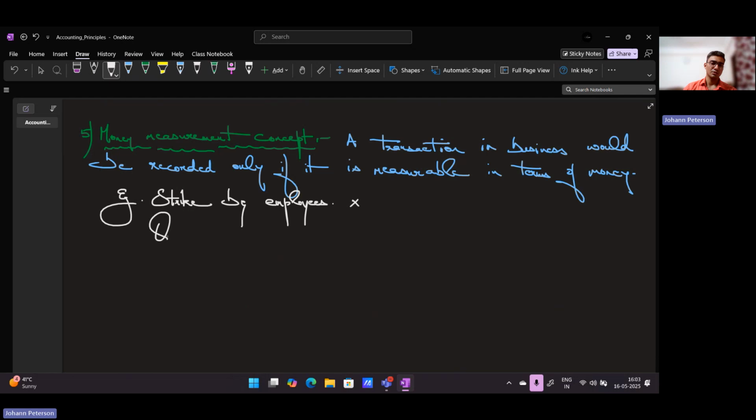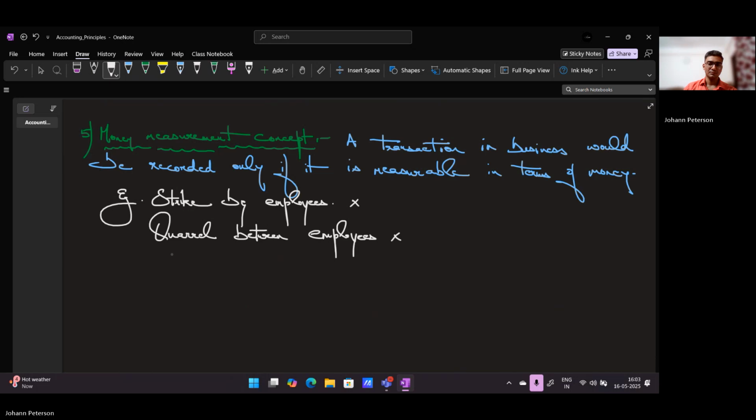Another thing, a quarrel between employees. Again, it's a quarrel. It's a verbal communication. So it's going to affect my business, but I cannot record it.